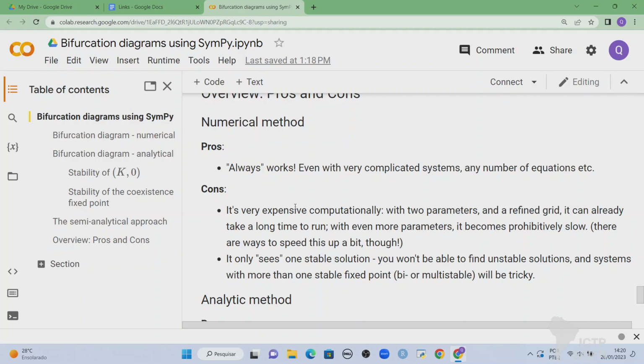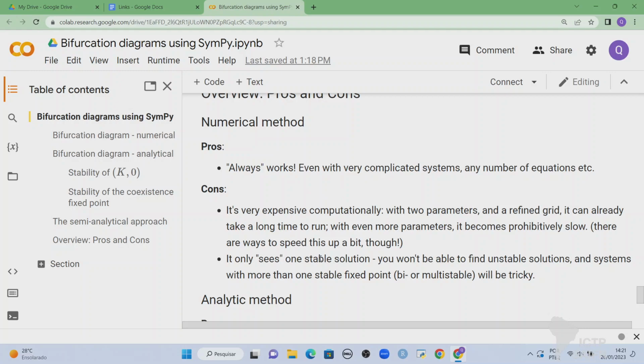And even when it is expensive, we will see that there are some ways to try and make this more efficient, right? So we can try to be smarter about, I don't know, running time. We maybe use parallelization, stuff like that, to speed up. Okay, but the only more negative part about this is that you only see one stable solution at a time, right?